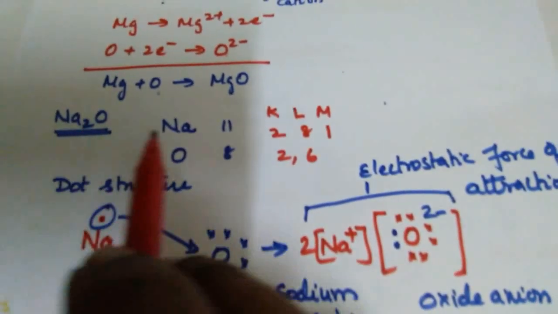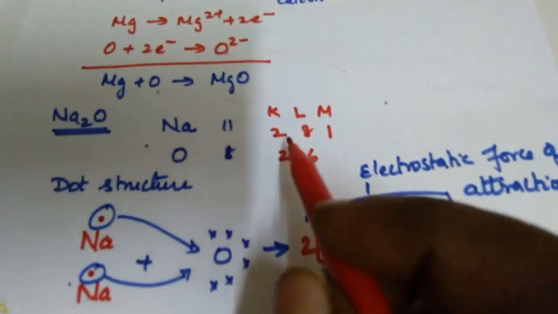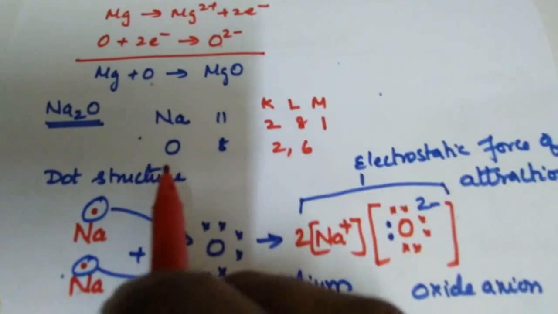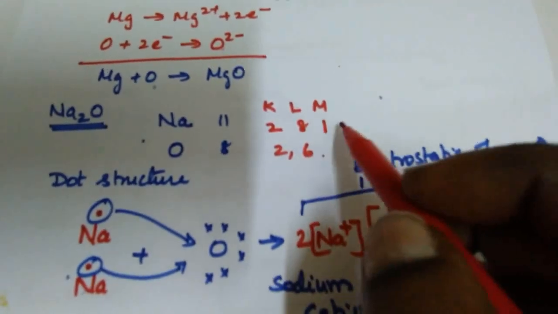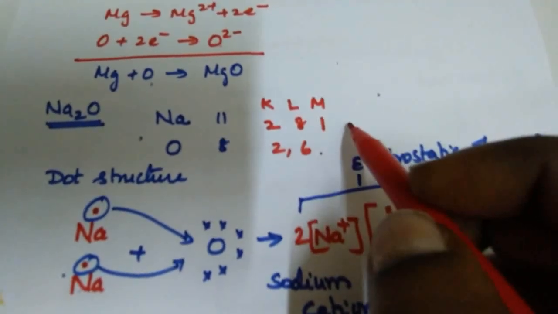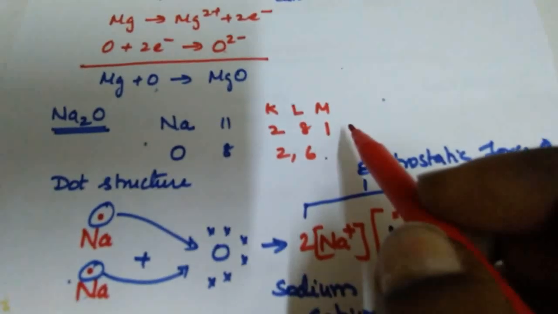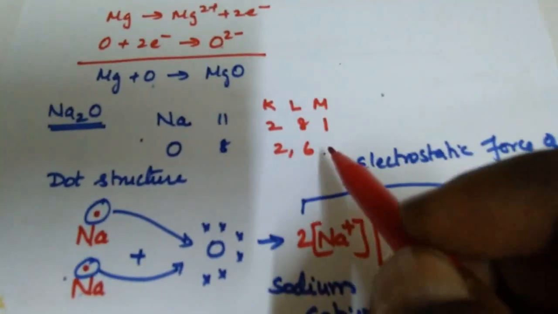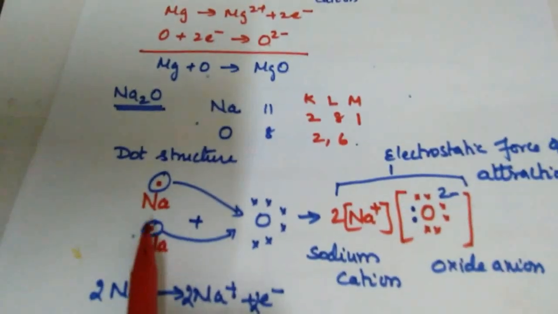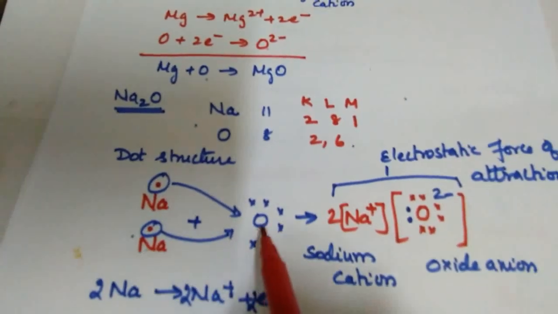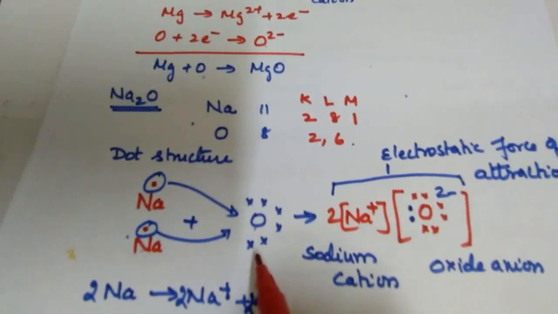Na2O. Sodium is 11, we know 2, 8, 1. Oxygen is 8, 2, 6. Oxygen needs 2 electrons, but sodium can give only 1 electron. So what can be done? We can think of other ways: 2 sodium atoms can each contribute 1 electron to oxygen. See the electron dot structure: 2 sodium atoms and 1 oxygen having 6 electrons in the outermost shell.